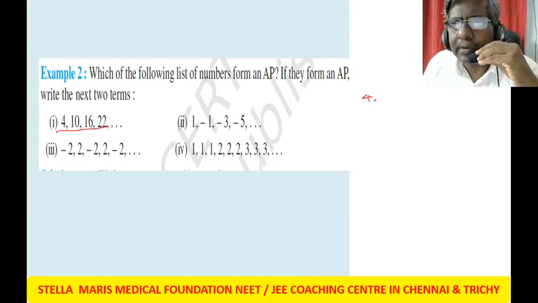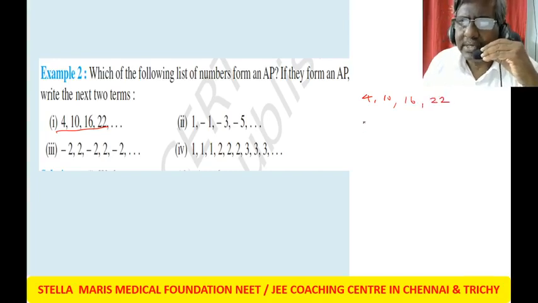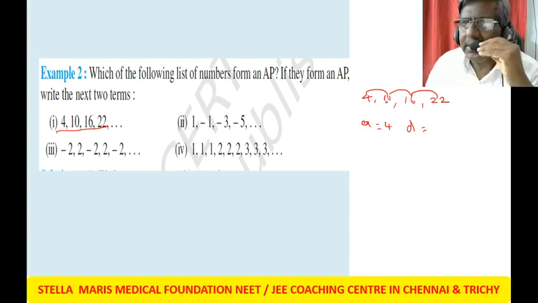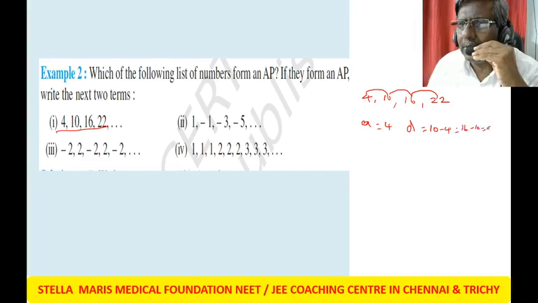See, 4, 10, 16, 22. So what is A here? A is equal to 4. Now if you want to find D, D will be what? Second term minus first term, third term minus second term, then fourth term minus third term. Clear? Okay. So the difference of 10 minus 4 will be equal to 16 minus 10, which is equal to 22 minus 16. I'm writing all of this just to make you understand. It's enough if you find the D straight away.